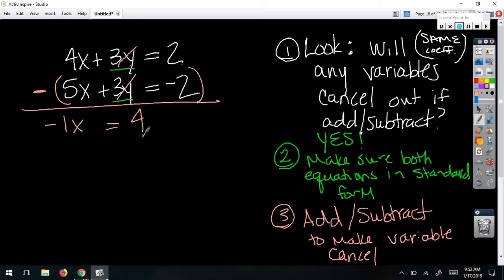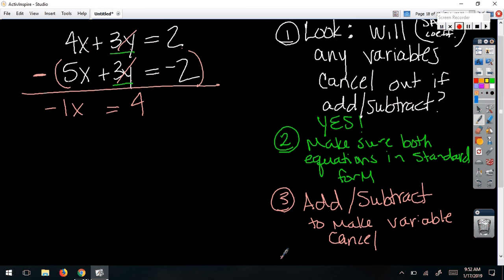Now, if it helps you, does anybody have trouble subtracting that way? Because you can change everything and then add it. Is that going to confuse you? Okay, we'll just keep on subtracting. All right, negative 1x equals 4. So now we've done step 3. Are we all in agreement?